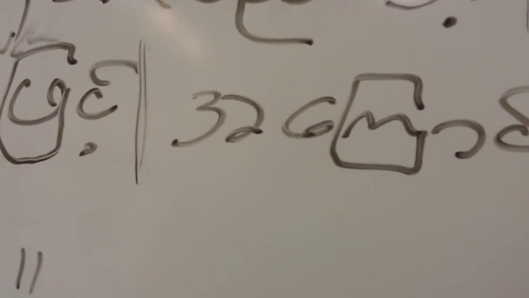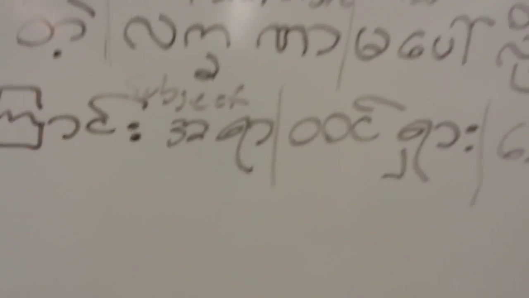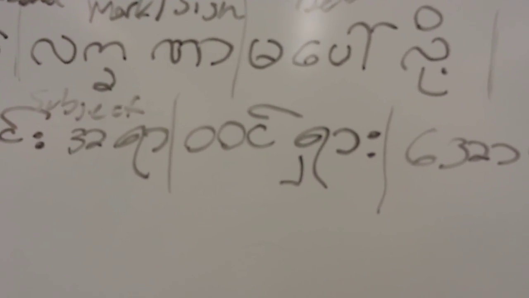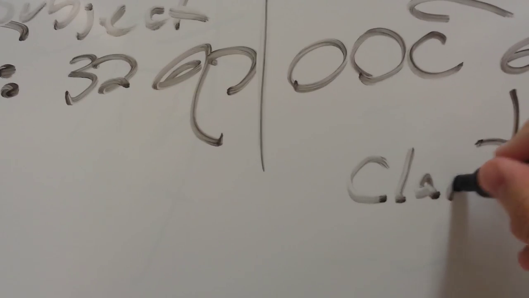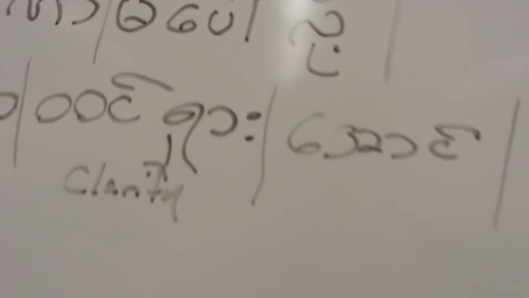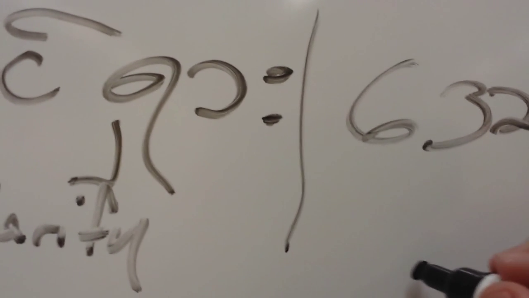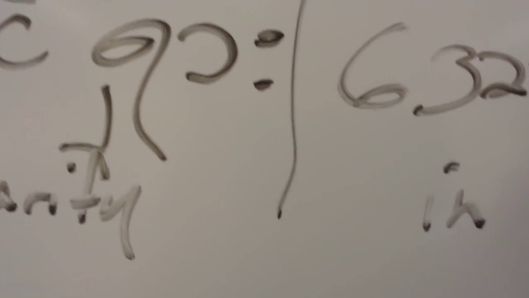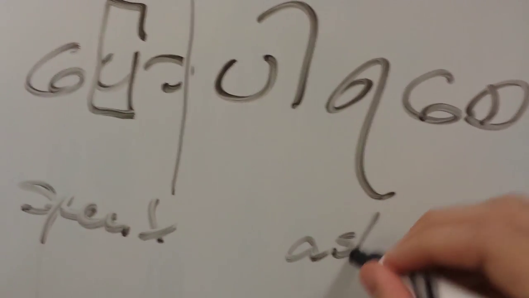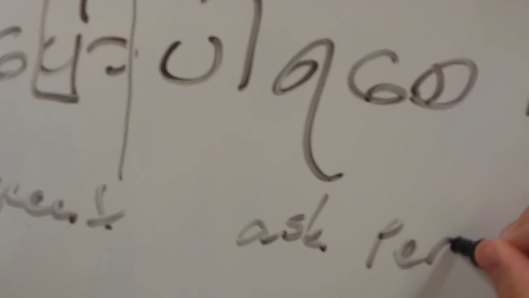Ajaoya again is subject. Tin sha means to clarify. In this case, clarify. Ao means in order to. In this case, ao means in order to. Bio again is speak. Then Bayazi, he is asking permission. Ask permission.